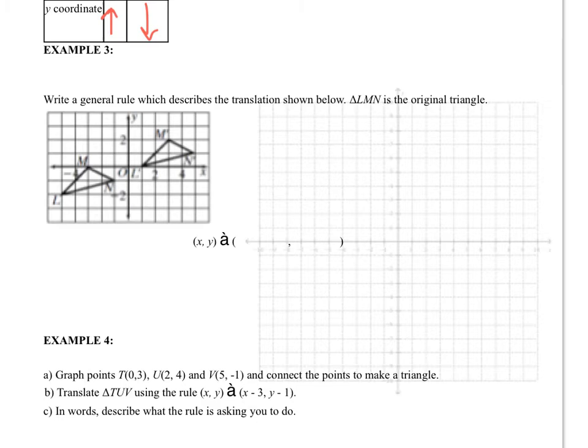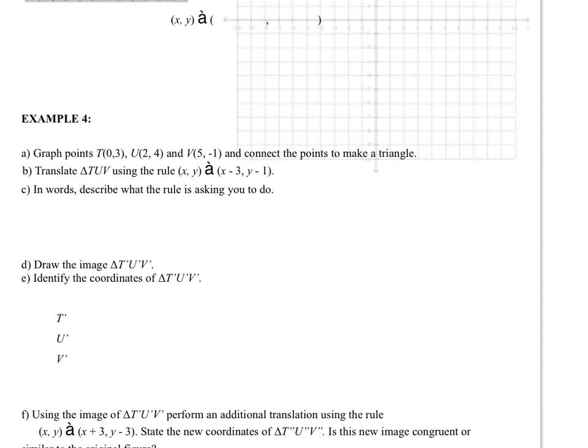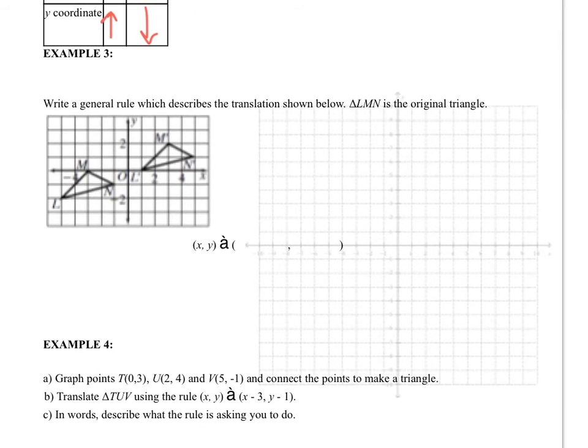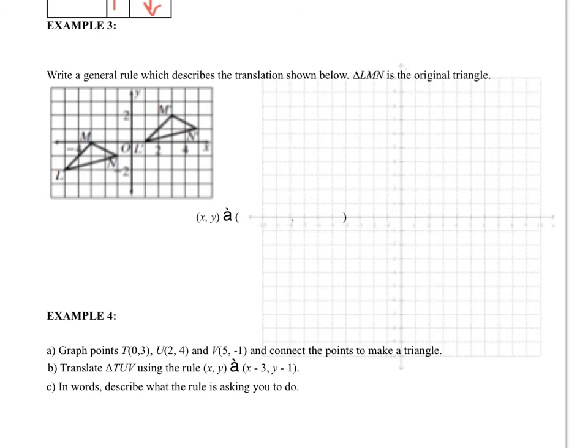Example 3, write a general rule which describes the translation below for triangle LMN. So first off, we need to figure out which one is our original. All right? This one is the original because we don't have those little ones in the little corner. Okay? So we want to figure out what was the rule that we did right here. All right. So let's go on and do that. So right now, obviously, I'm shifting up and over. So what I'm going to do is I'm going to write down what point L is. And then I'm going to write down what point L1 is to see how they changed. And that's how I can figure out what the rule is.